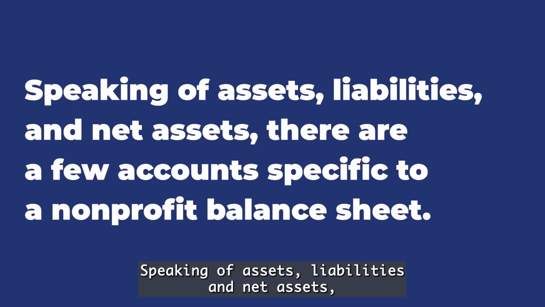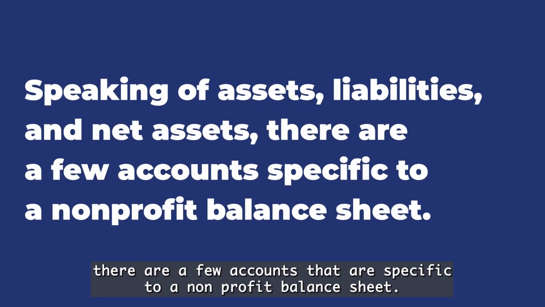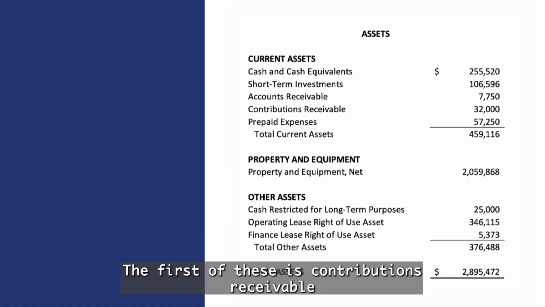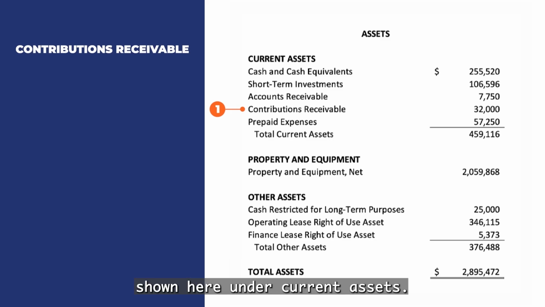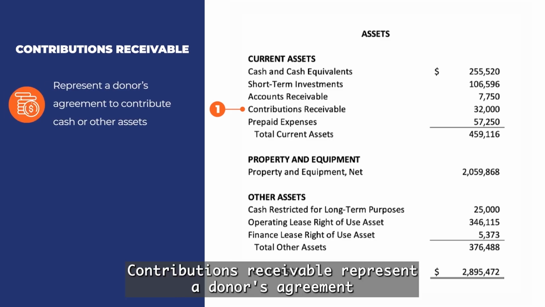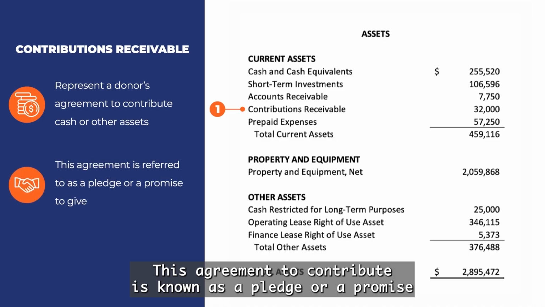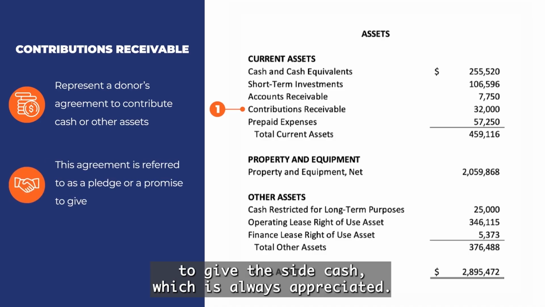Speaking of assets, liabilities, and net assets, there are a few accounts that are specific to a nonprofit balance sheet. The first of these is contributions receivable, shown here under current assets. Contributions receivable represent a donor's agreement to contribute cash or other assets. In the nonprofit world, this agreement to contribute is known as a pledge or a promise to give.